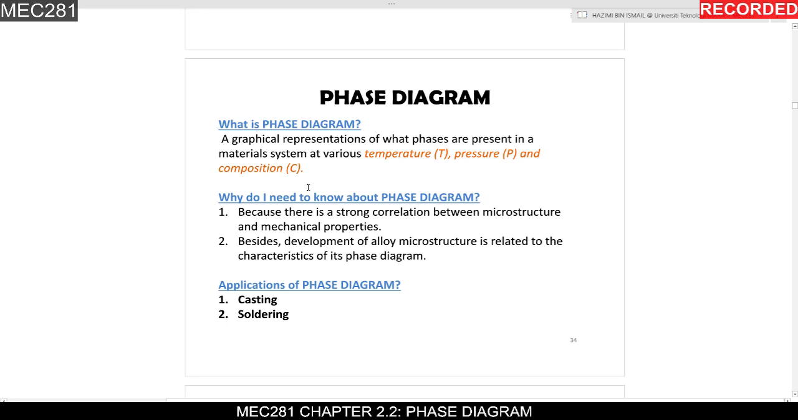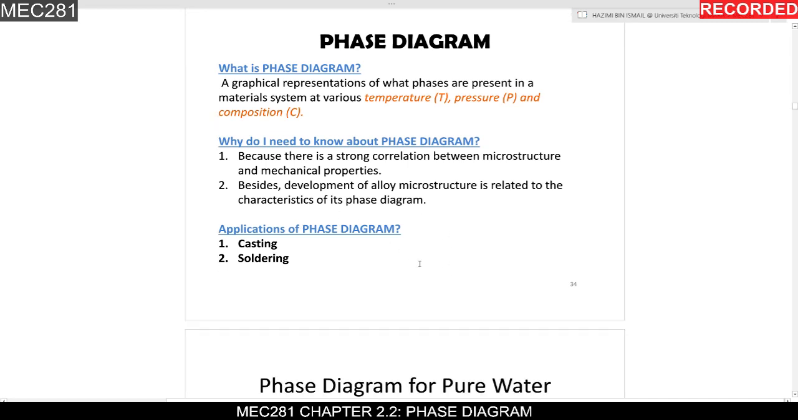So why do we need to know about the phase diagram? Okay, it is because there is a strong correlation between microstructure and mechanical properties. Besides, development of alloy microstructure is related to the characteristics of its phase diagram. So why is it very important in the applications? Because by knowing the phase diagram, it is important during the casting process and also the soldering process.